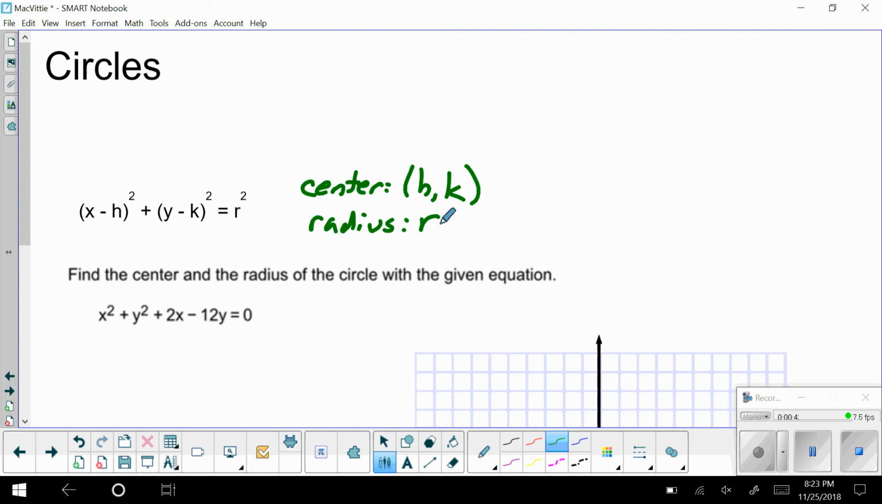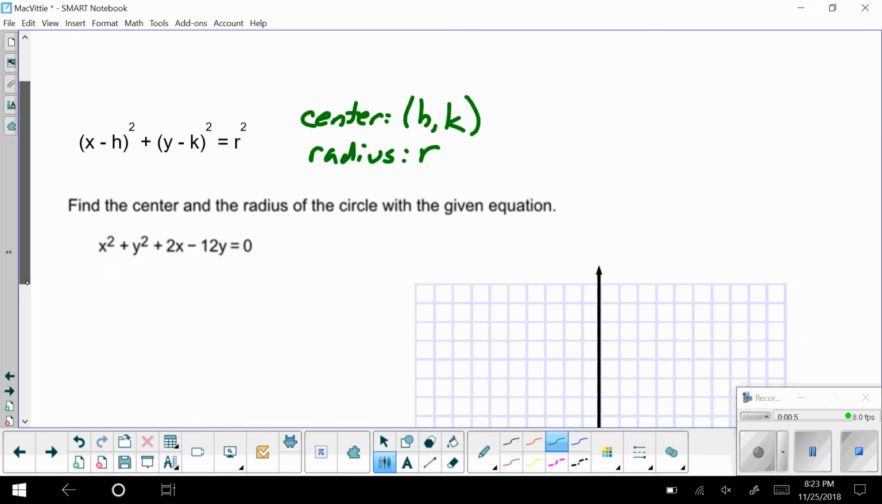But normally, we're going to be seeing them written in this way, which is standard form, which means we have to do some extra work to turn it into center radius form to be able to easily see where our center is and what our radius is. And so this does involve completing the square.